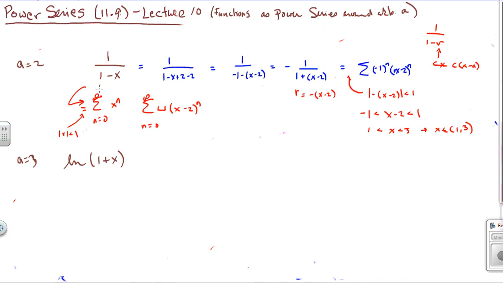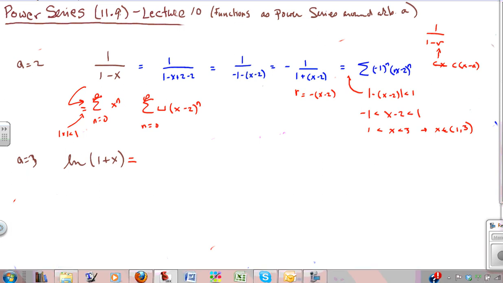So the idea is when you're expanding around something besides 0, you want to get everything in terms of x minus 2 rather than just x. Okay, so now let's go back over here. Again, I want to get things in terms of x minus 3 rather than x.